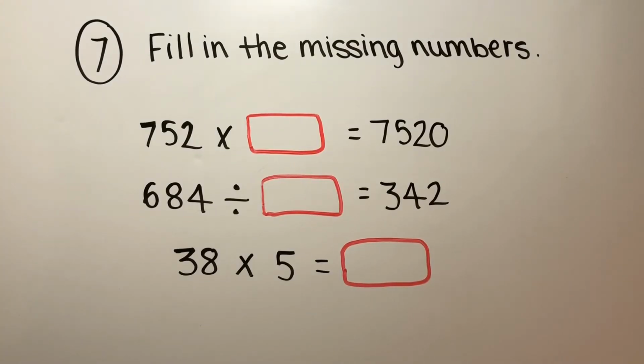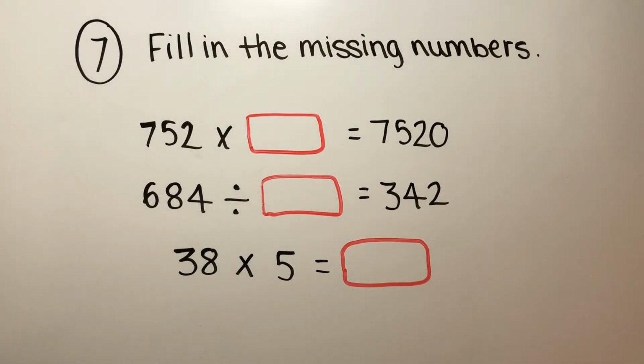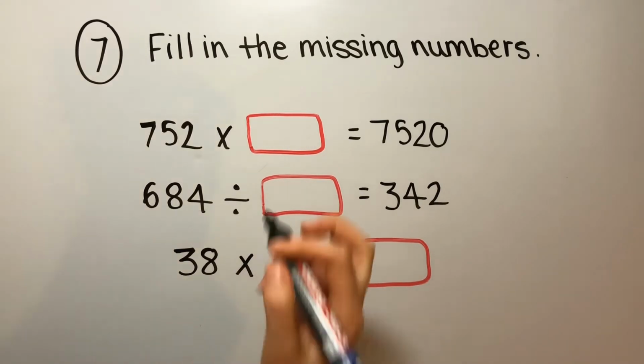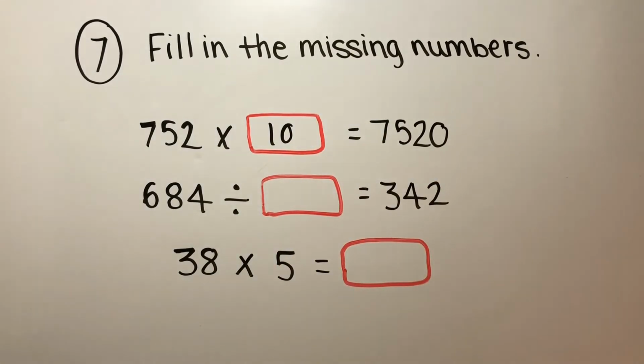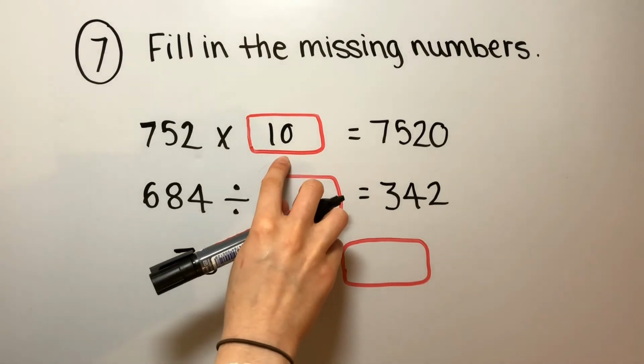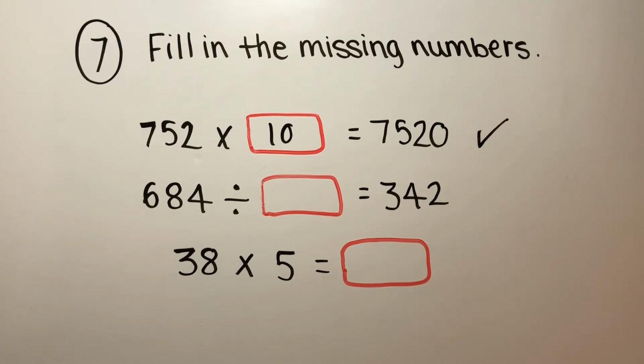Question 7. Fill in the missing numbers. So for the first one, we have 752 times by something gives us 7,520. What we're going to do is do 7,520 divided by 752. And we can see that if we times it by 10, we get 7,520.